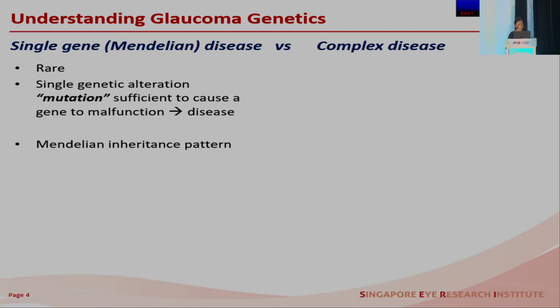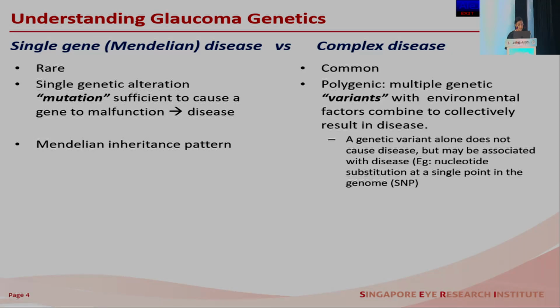Now single gene or Mendelian diseases are rare, and in here a single genetic mutation is sufficient to cause disease because it has a large effect size. And these genetic mutations can be passed on from the parents, and children can potentially develop the disease. So they do follow a Mendelian inheritance pattern of autosomal dominant, autosomal recessive, or X-linked recessive.